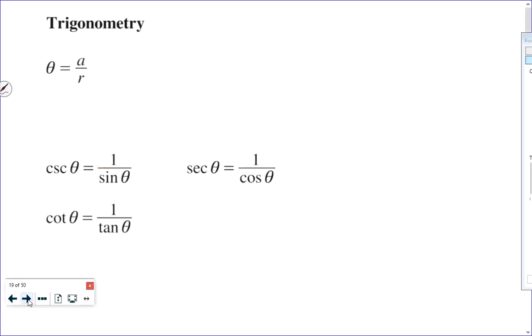All right. So that's what it looks like on your formula sheet. I've kind of blotted out a whole bunch of other stuff because there's a lot more stuff. If you were to look at your formula sheet, you'll see that you have that theta equals a over r under the trigonometry. This is on the right-hand side of your formula sheet. And by the way, that whole right-hand side, I think, is trig.